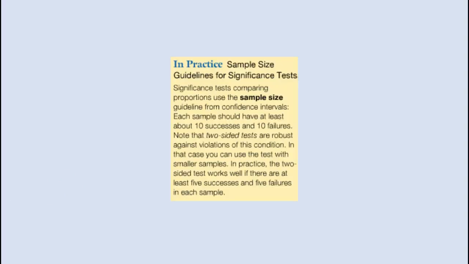In practice, for the sample size guidelines for a significance test, significance tests comparing proportions use the sample size guidelines from confidence intervals. Each sample should have about 10 successes and 10 failures. The two-sided test is robust against violations of this condition. In this case, you can use the test with smaller sample sizes. In practice, two-sided tests work well if there are at least 5 successes and 5 failures in each of the samples.